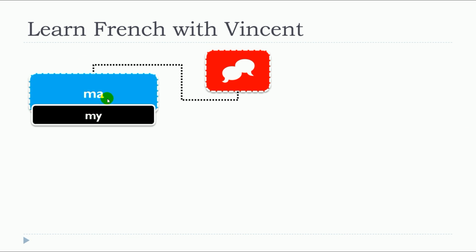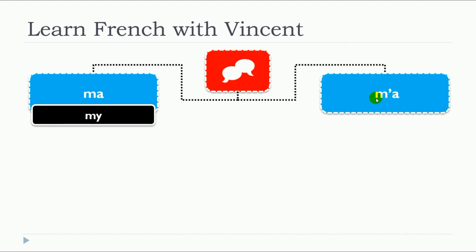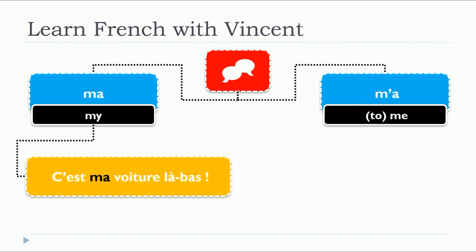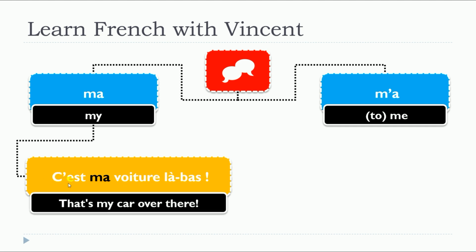Ma, ma, ma, ma. So as you can see, you pronounce them the same way, but let's have a look at the examples. C'est ma voiture là-bas.